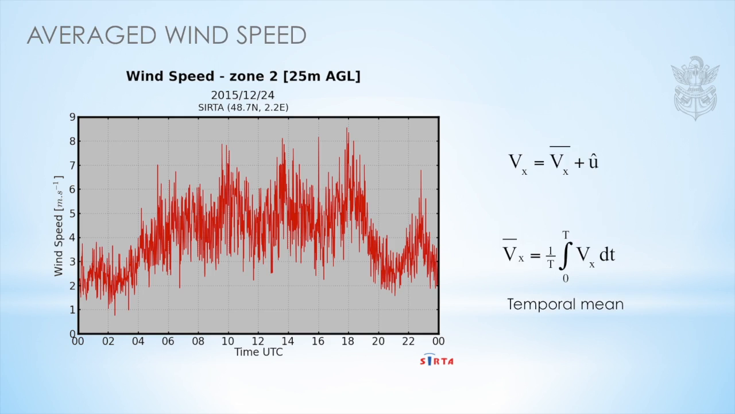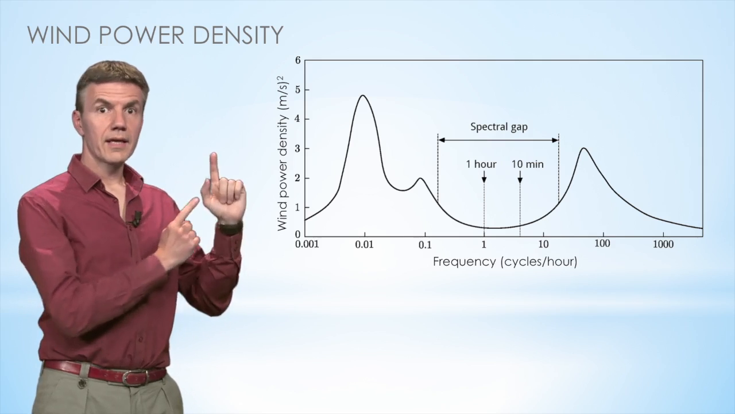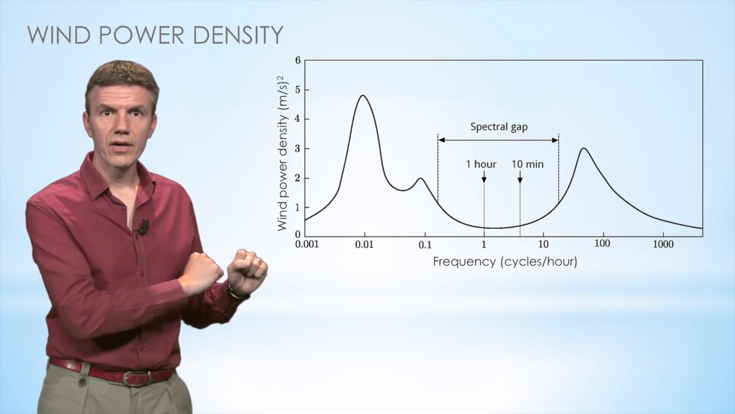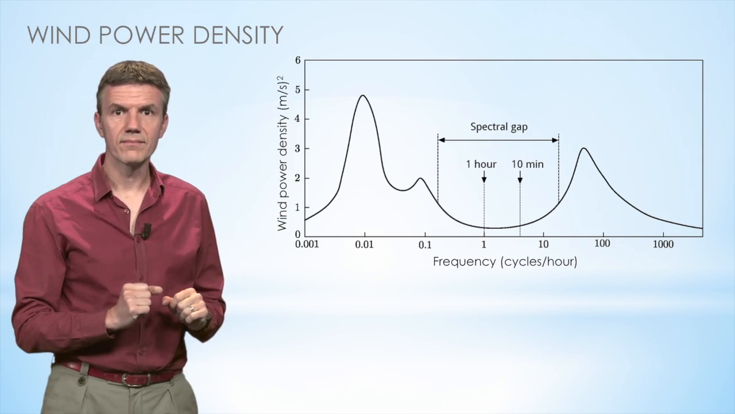The main hypothesis of turbulent flow analysis is that we are able to separate the non-turbulent flow from the turbulent fluctuations. If we use a temporal averaging to perform this separation, on which characteristic timescale should the averaging be done? To answer this question, let's have a look at the wind power spectrum. Here is a typical curve for wind power density.